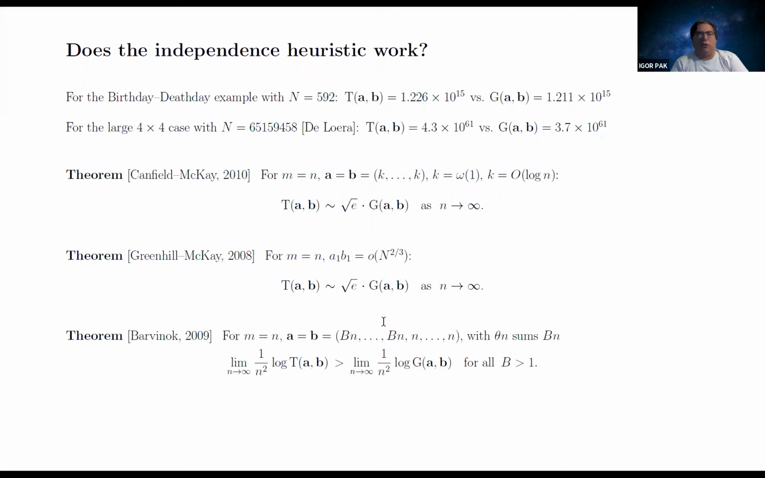Now, a kind of breakthrough was made by Alexander Barvinok, who decided to look at a very different case. I'm just giving you a special case of what he proves. Suppose instead of everything being equal, we just have two types of marginals, Bn and n. So they're all linear, which is also a fairly large margin, so they don't fit this framework.